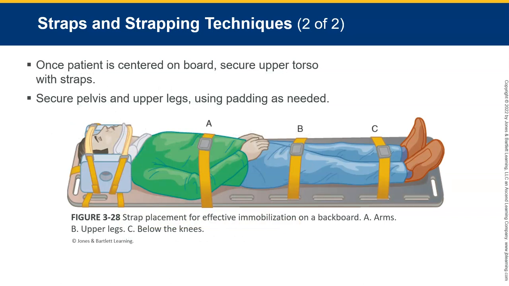This is showing you what it might look like for someone that was placed onto a long spine board if we suspect that they have a spinal injury. As you see, once that patient is centered on the board, secure their upper torso with straps, then secure the pelvis and upper legs, and you can use pads as needed. So you might see that for some people, these voids, these areas here can provide some problems.